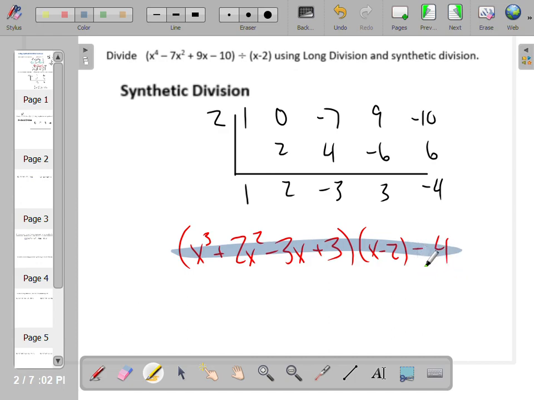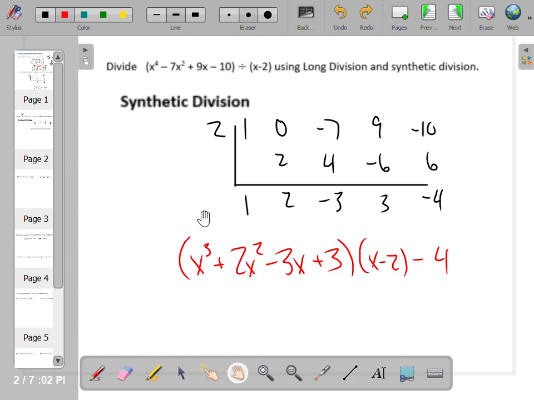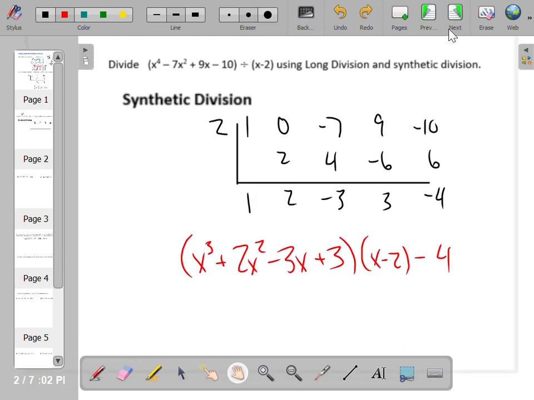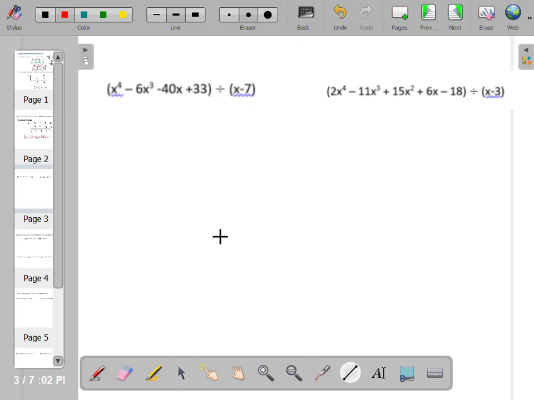Now, negative 4 is not really what I'm concerned with right now. I'm mostly concerned with the quotient, but if you expand this out, you will actually end back up with the dividend. So you can check your answers that way. I'll leave that for you. Let's try a couple more of these where we don't get 0.